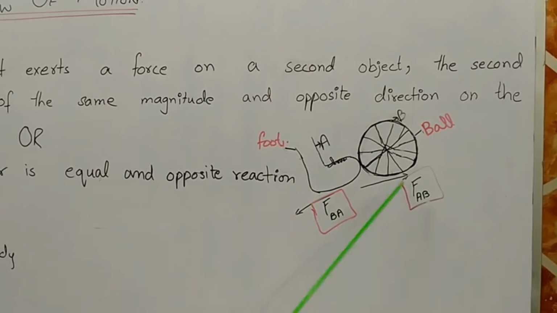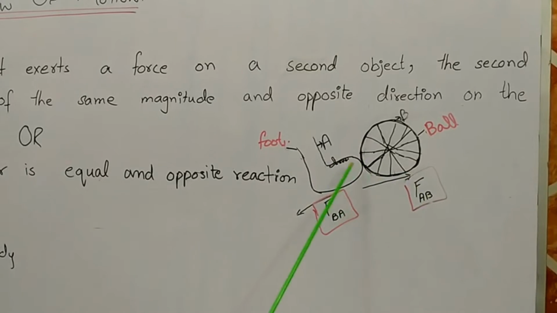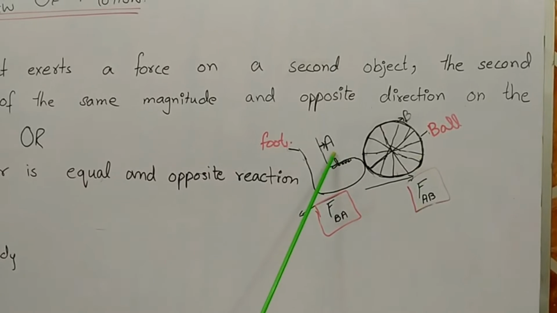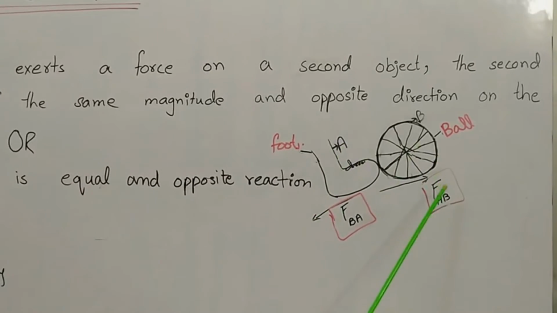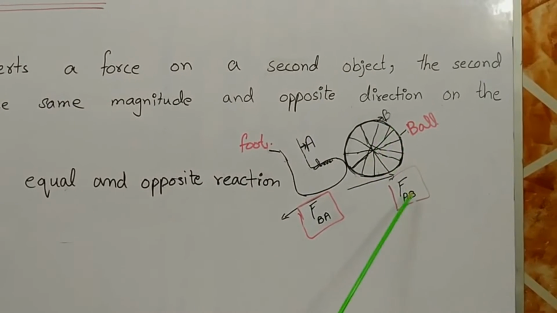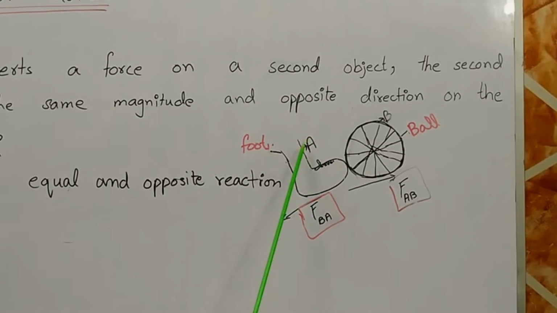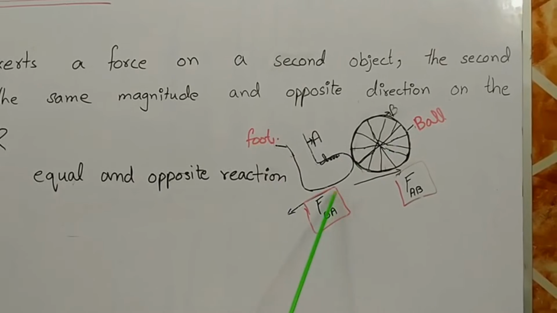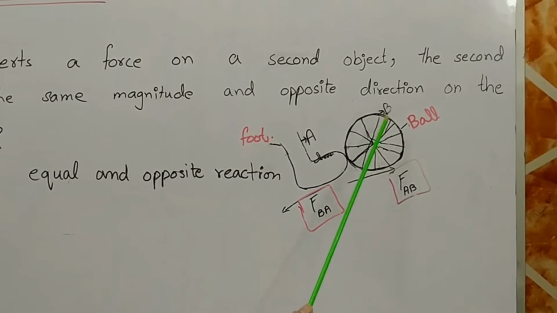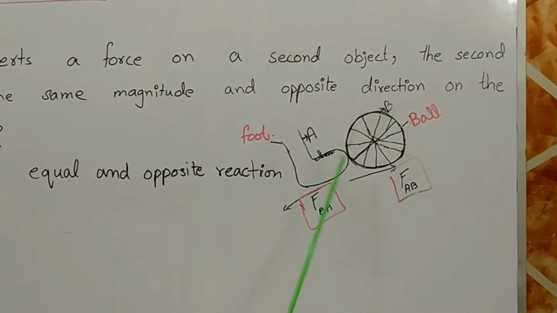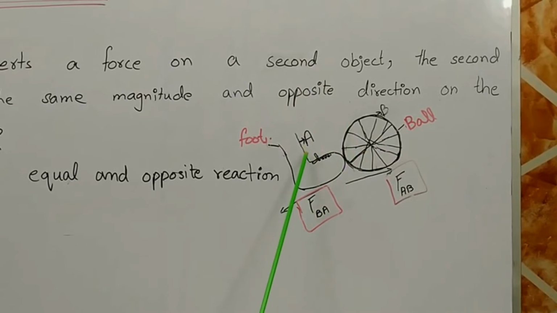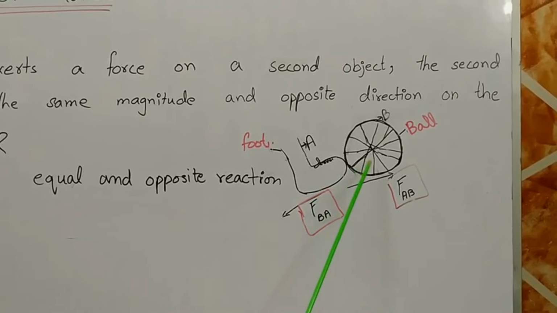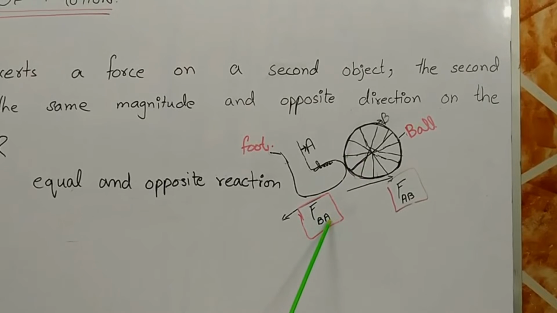Here you see I wrote FAB. That shows that this foot is applying force on object B. So A is for body A and B is for body B. This FAB shows that this body is applying force on this object. Now here I have written FBA, which shows that object B, that is the ball, is applying an equal magnitude of force on body A, which I have written as FBA, showing that the force is coming from object B on object A.